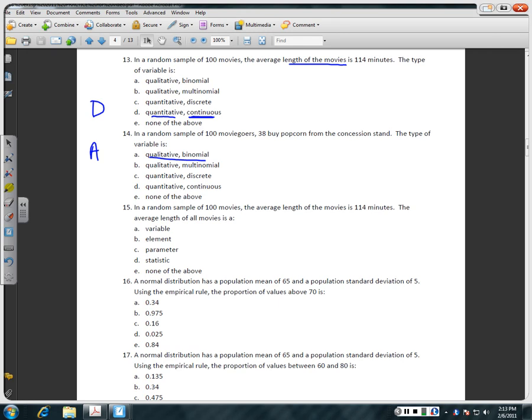Okay, in a random sample of 100 movies, the average length is 114 minutes. The average length of all movies, all, not just the 100, but of all movies, that refers to the overall population. That is a parameter. In fact, I could have put that it's the population mean. Again, that's from all. If it was just from the sample of 100, this 114 right here is the sample mean, and that would be a statistic, but that's not what the question asked.